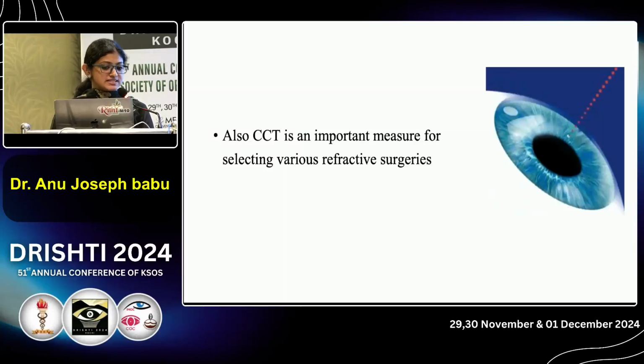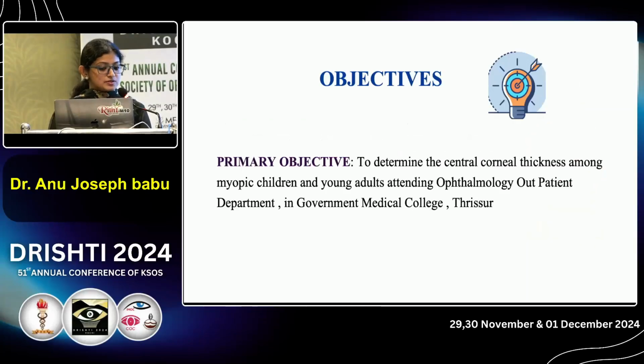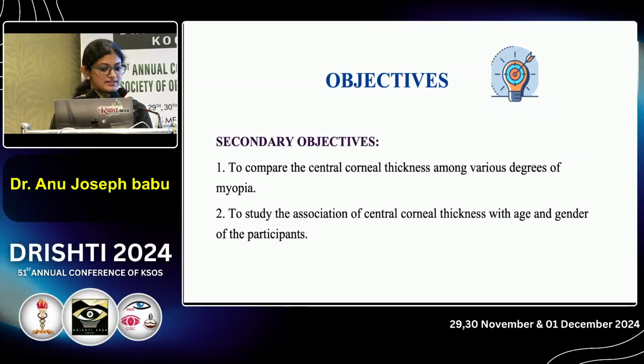And also, CCT is an important measure for selecting various refractive surgeries. So, we embarked on this study to establish whether there is any association between myopia and CCT in our region. The primary objective was to determine the central corneal thickness among myopic children and young adults attending the ophthalmology OPD in Government Medical College, Thrissur. The secondary objective is to compare the central corneal thickness among various degrees of myopia and to study the association of CCT with the age and gender of the participants.